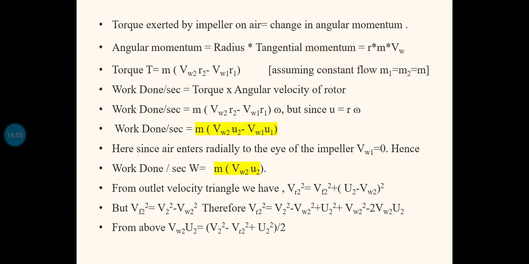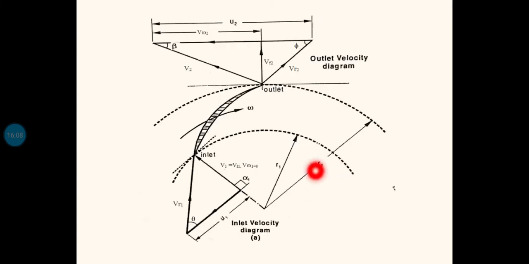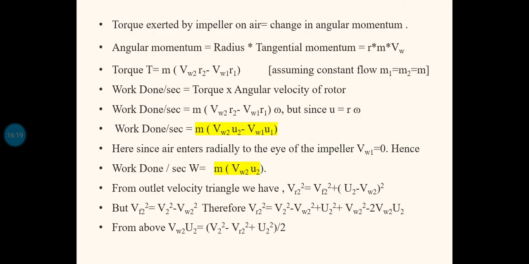Actually at both the inlet point as well as the outlet point, the tangential component of the absolute velocity is Vw. At the inlet side, the tangential component is Vw1. At the outlet side, the tangential component is Vw2. So tangential momentum is mass into tangential component, m into Vw. Now tangential momentum multiplied by radius of rotation will give angular momentum. So angular momentum is equal to r into m into Vw, or simply m r Vw.